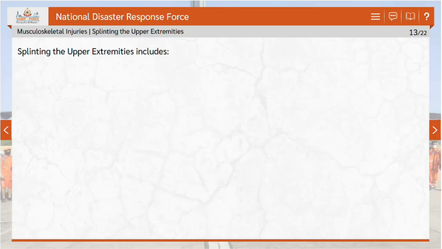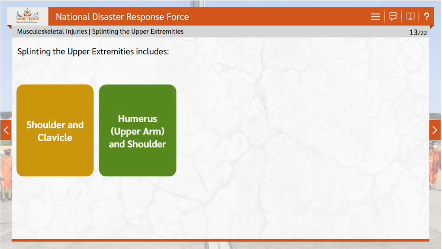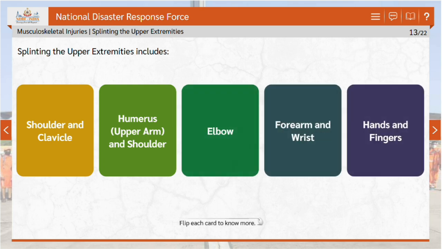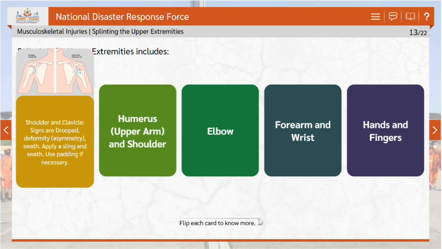Splinting the upper extremities includes shoulder and clavicle, humerus or upper arm and shoulder, elbow, forearm and wrist, and hands and fingers. Flip each card to know more. Shoulder and clavicle. Signs and symptoms: deformity or asymmetry. Treatment: apply a sling and swath. Use padding if necessary.